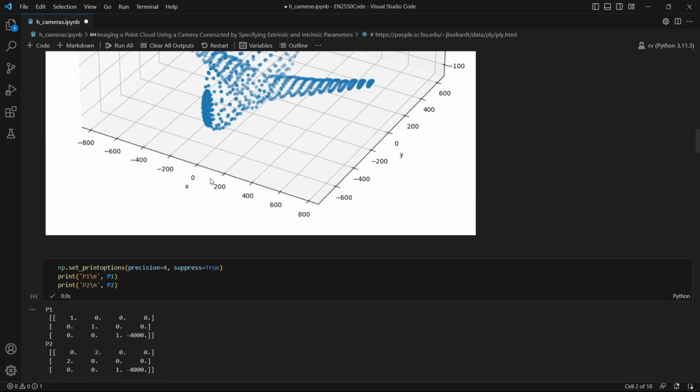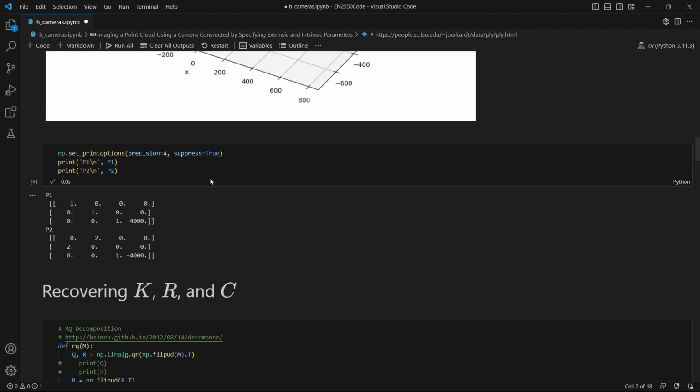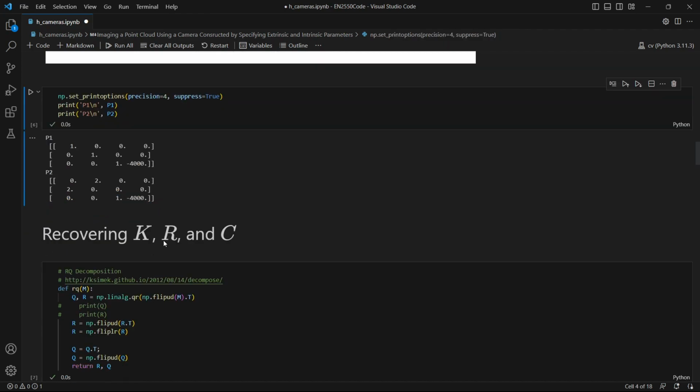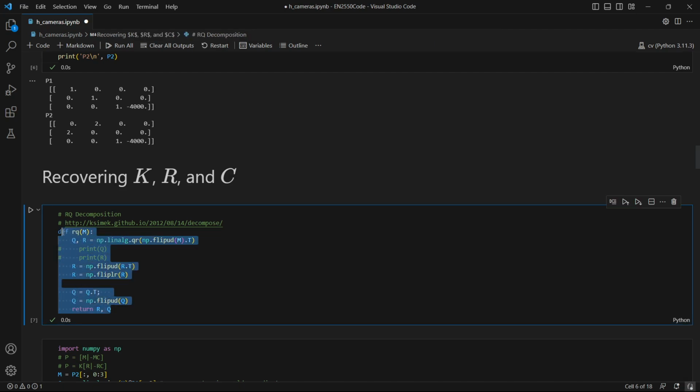Okay, these are the two camera matrices that I have used. Then there is a method to recover K, R and C given the camera matrix. For that I have given the code which I found from this place. We use the so-called RQ decomposition in this case.